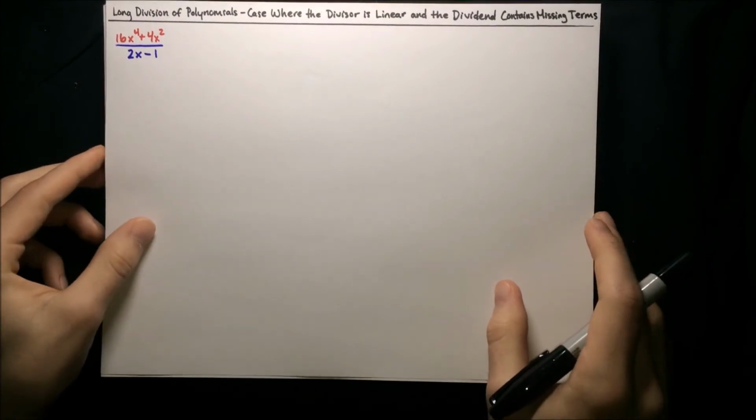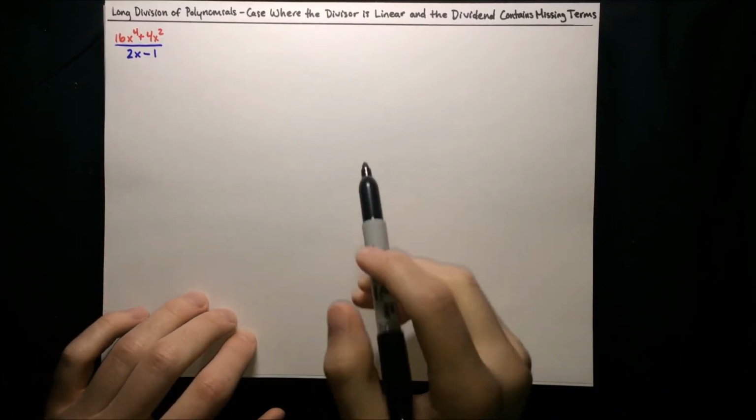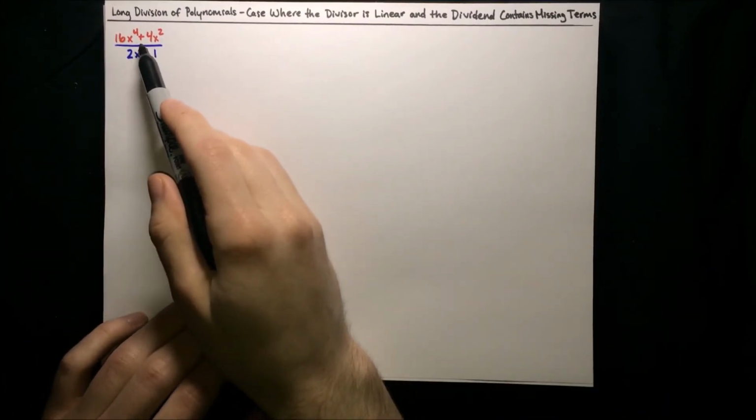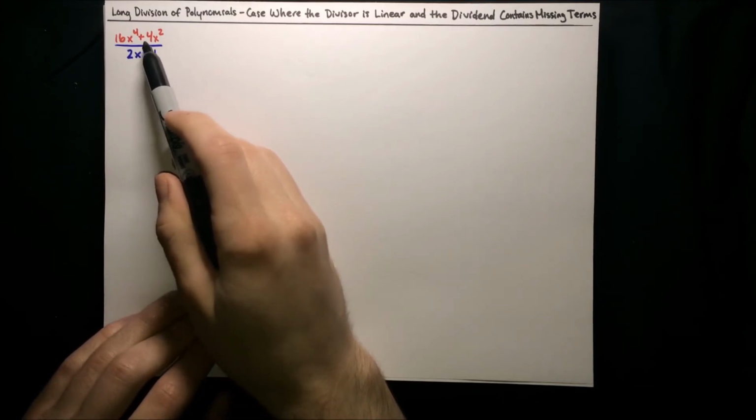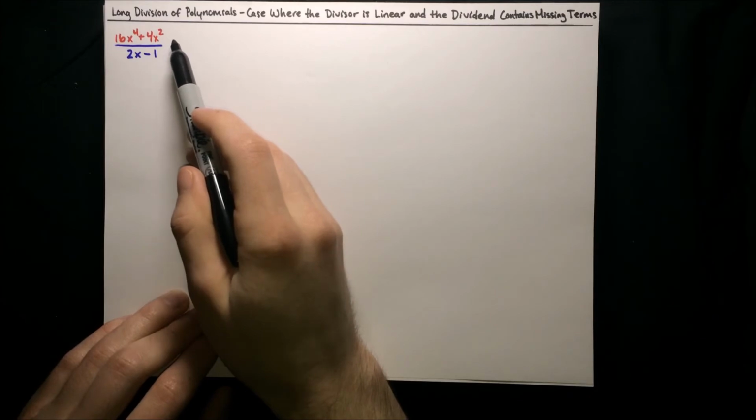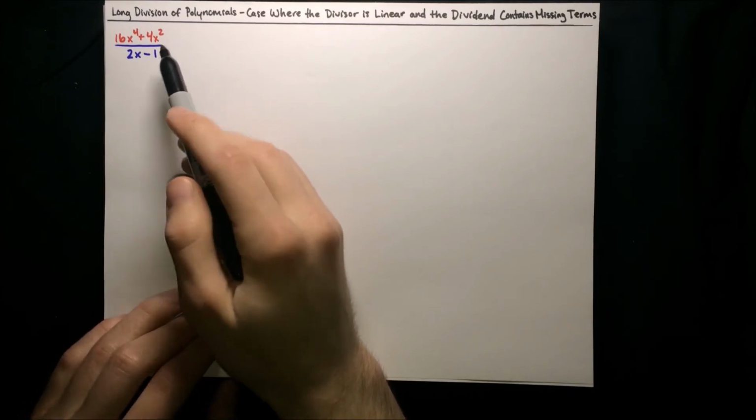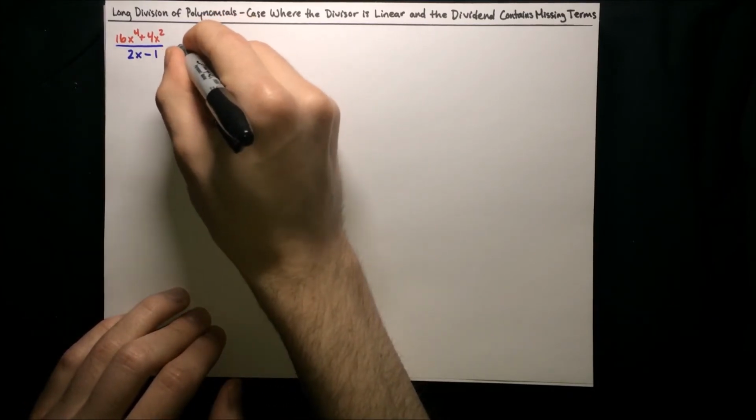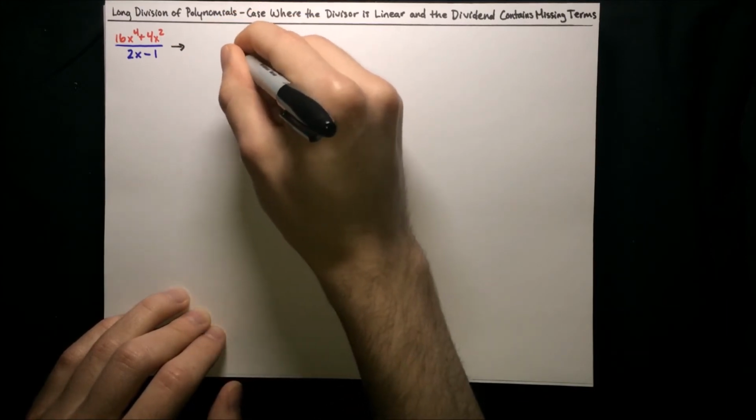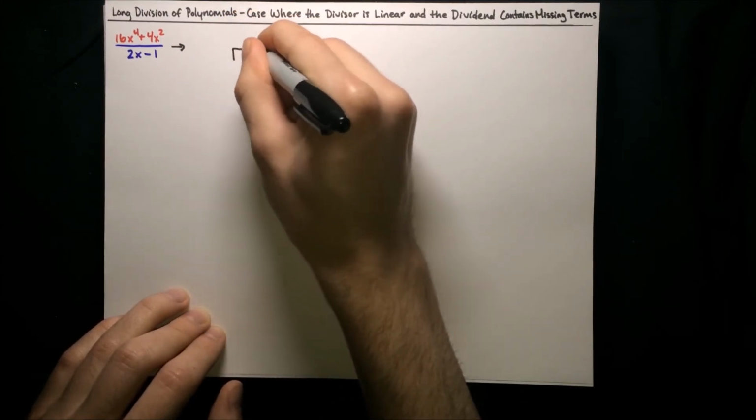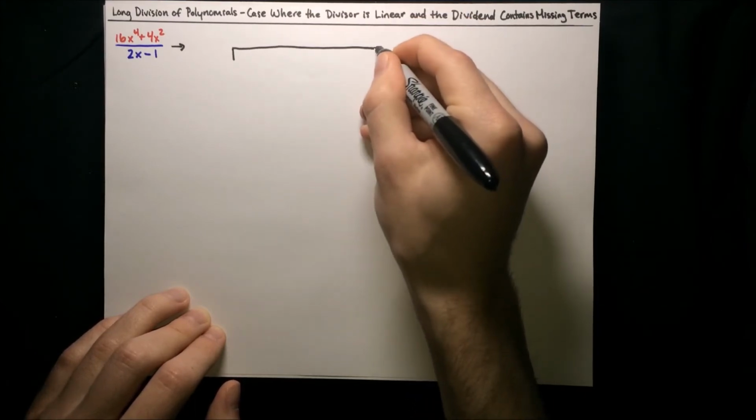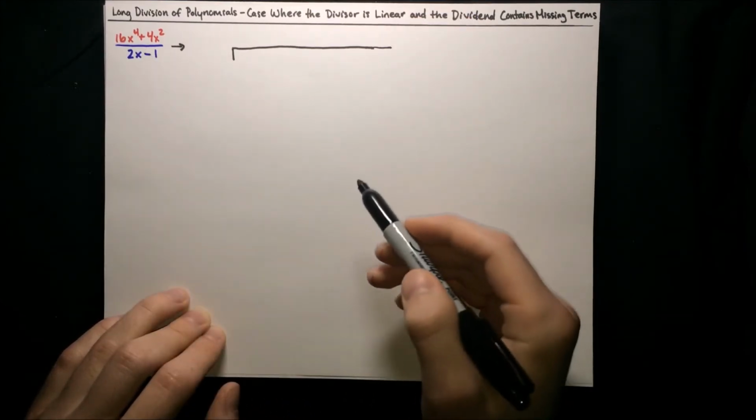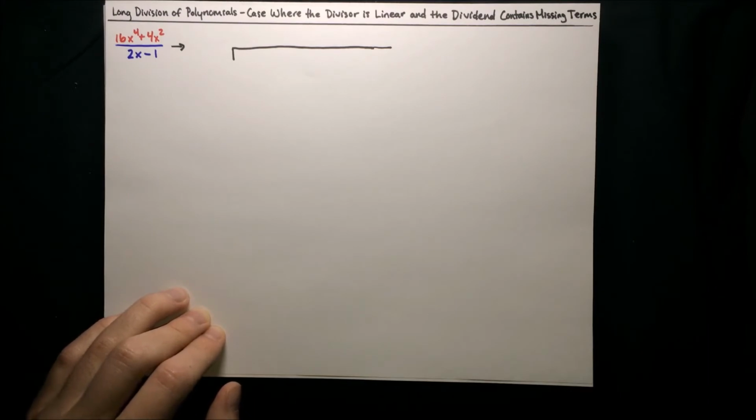Here's another example where the dividend contains missing terms, and we've actually got a lot more missing terms here. We're missing an x to the third term, we're also missing an x term, we're also missing a constant term. But the process is still the same. We're going to set up our long division problem. So let's write our long division diagram here. And we'll make it extra long because we're going to be including all these missing terms as zero coefficients.